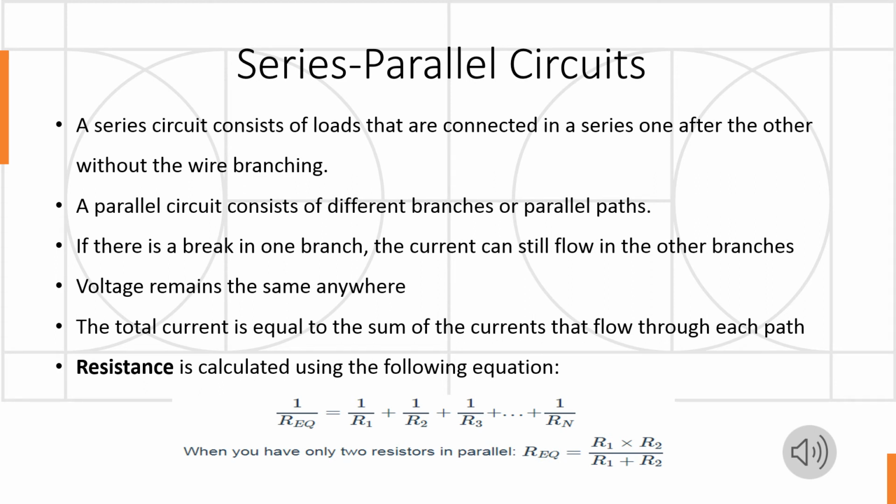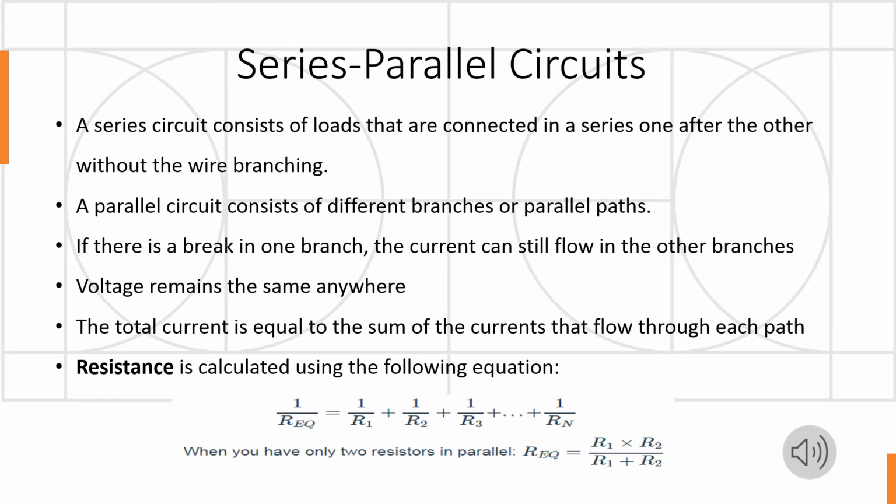There are two major types of electric circuits, a series circuit and a parallel circuit. A series circuit consists of loads that are connected in a series, one after the other, without the wire branching. If one load does not work, then the rest of the loads will not work. On the other hand, a parallel circuit consists of different branches or parallel paths in which electricity can flow. If there is a break in the path, or if one of the loads does not work, the current can still flow in the other branches.